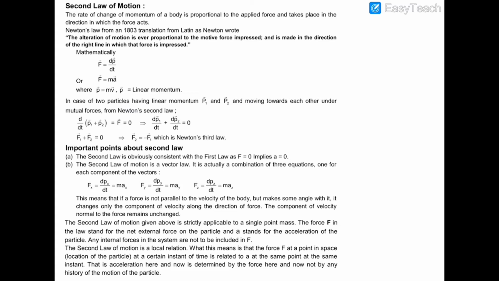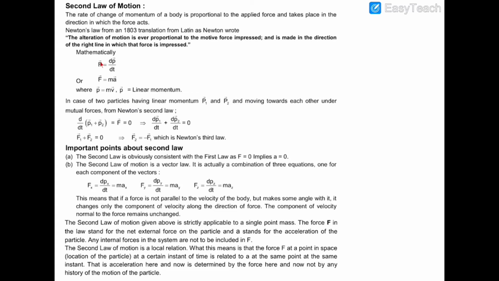And in 1803, the translation of Newton's Latin statement was: the alteration of motion is ever proportional to the motive force impressed, which means that if the motion changes, then its change will be proportional to the force that is applied to change the motion. And this alteration is made in the direction of the right line in which that force is impressed.